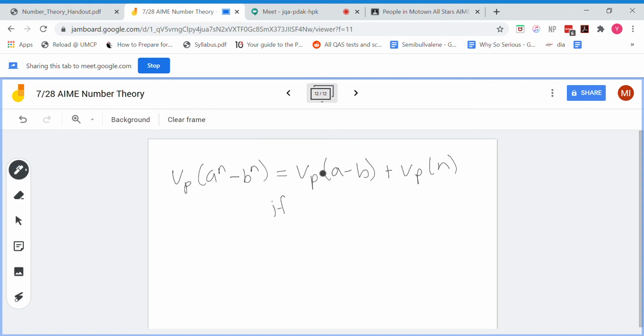Only if p divides a minus b and p does not divide a or b. So this is useful for, this is the theorem of lifting the exponent. And so a couple of examples where this might be true.